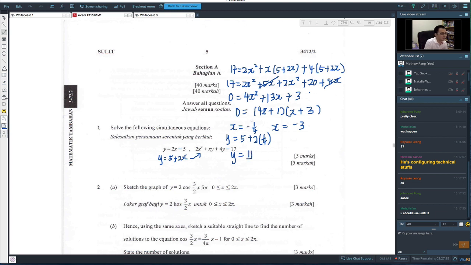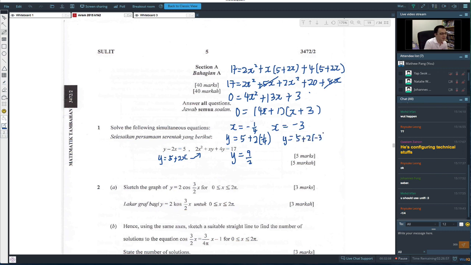Okay, this one, is it 1 over 4? It's negative, sorry. I don't see the negative. My bad. Alright, so this one is 5 minus half, so it'll be 9 over 2, which is 4.5. And then this one is 5 plus 2 times negative 3, which is negative 1.